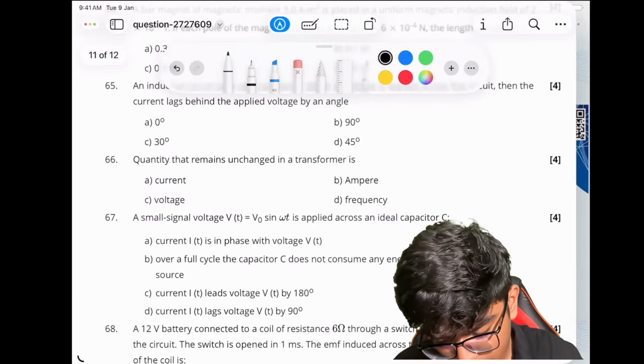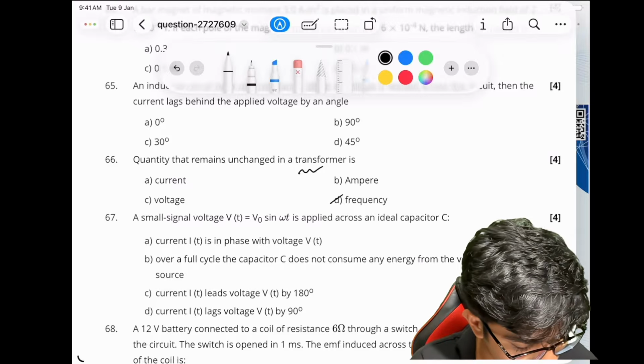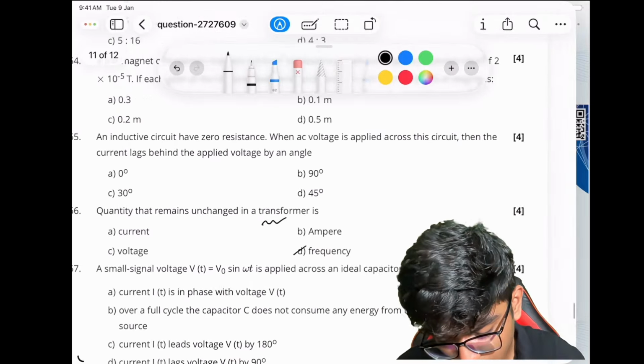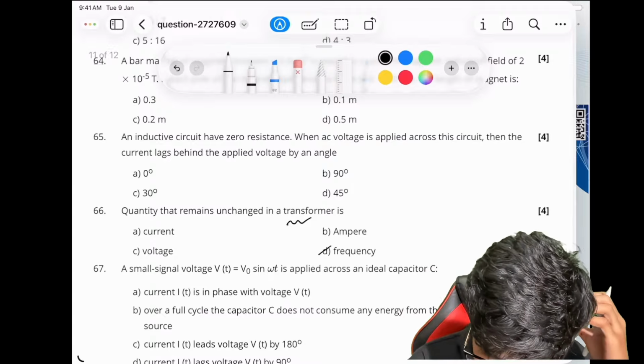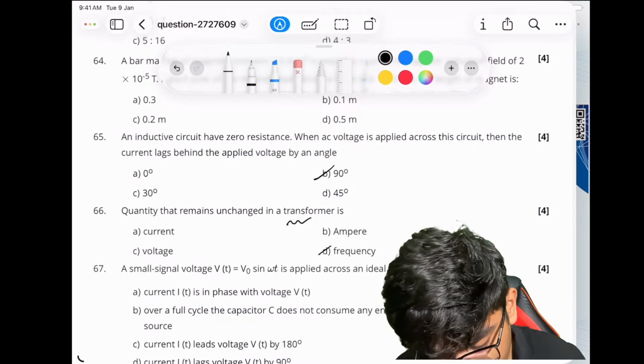The quantity that remains unchanged in a transformer is frequency. Very simple. An inductive circuit has zero resistance. Voltage is applied, then the current lags behind the applied voltage by an angle of 90 degrees.